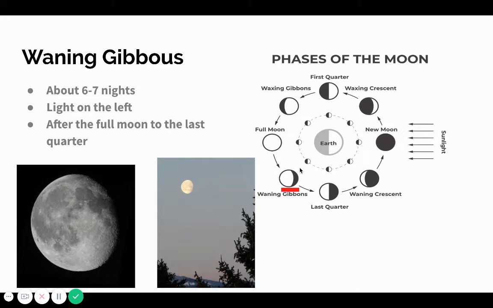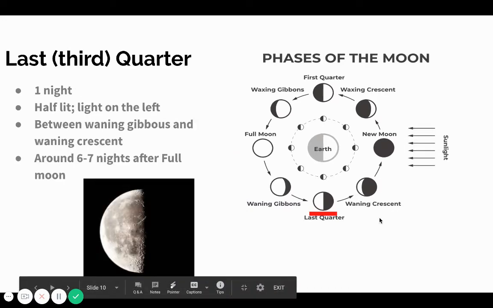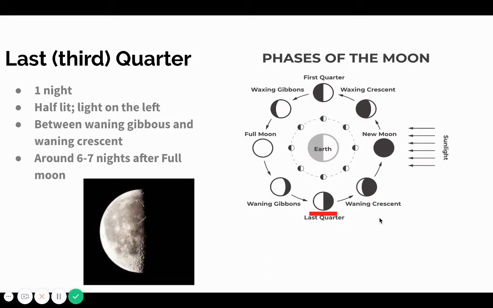So after the full moon, the moon enters the waning gibbous phase. How long does the waning gibbous phase last? It will last 6 to 7 days. Great job, guys. In this waning gibbous phase, the light is on the left and more than half is lit. As gradually there is less and less light on the moon, it enters the last quarter phase, sometimes called the third quarter phase.